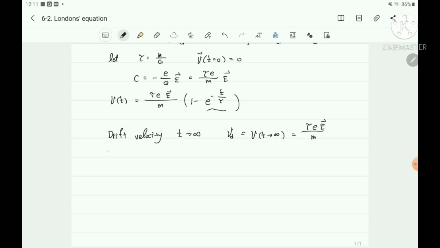Here, therefore, the electric current density J is n e v. Therefore, it is n e squared tau over m E. Then it is Ohm's law, sigma E. Therefore, sigma is n e squared tau over m. It is the electrical conductivity. We saw it is Ohm's law.